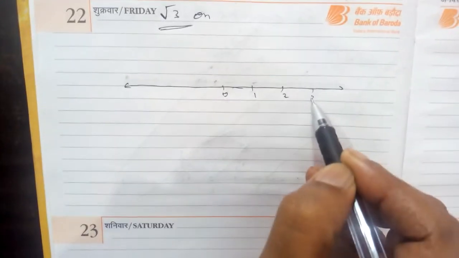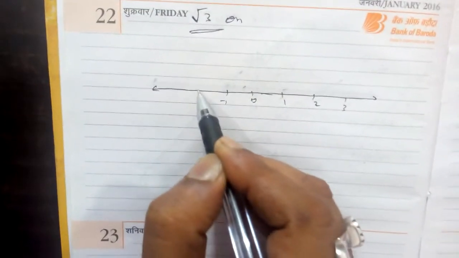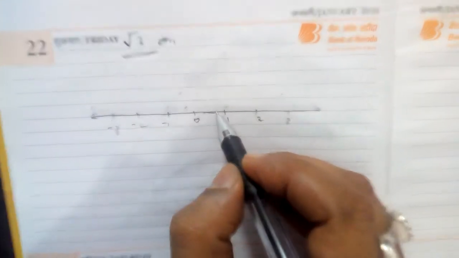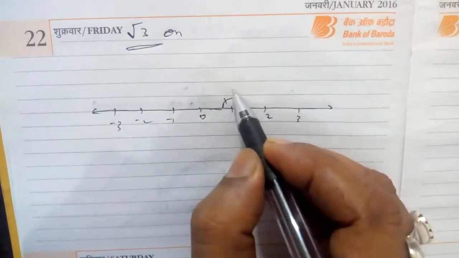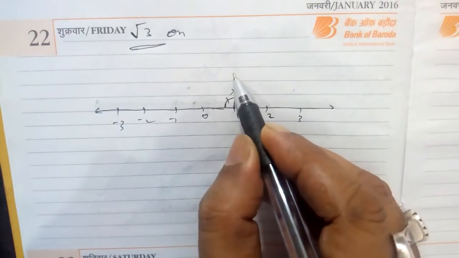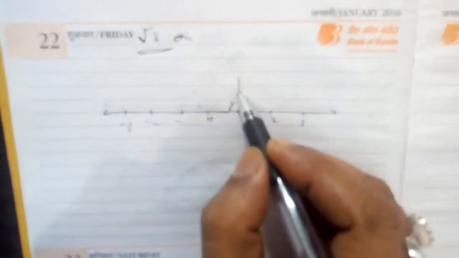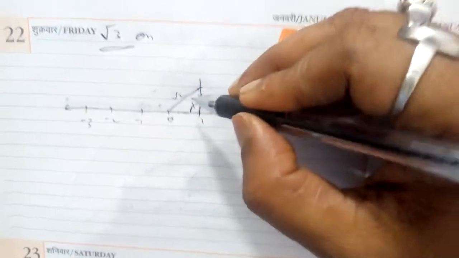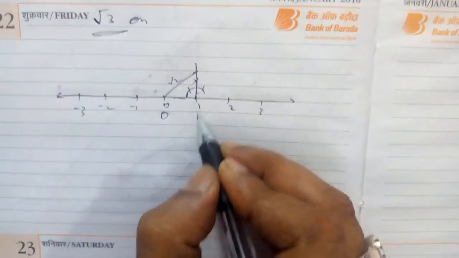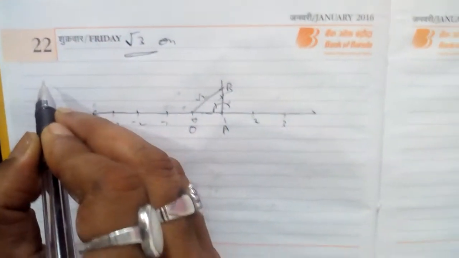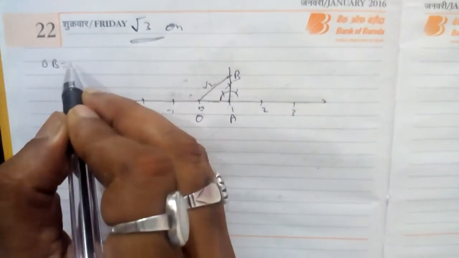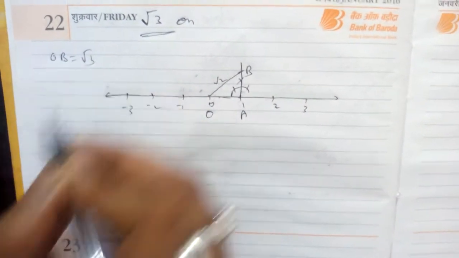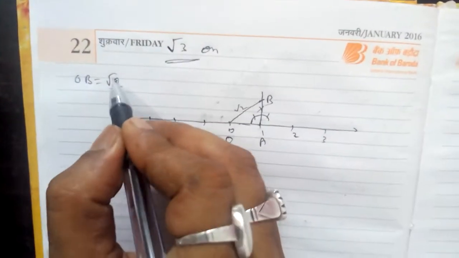to 3. Here -1, -2, -3. Then at 1 you draw a 90 degree. The process of root 2, how will you construct? With the compass, you measure and cut it. You are getting root 2. Now you will again draw a 90 degree at, if it is O, it is A and it is B. OB is equal to under root 2, not 3, under root 2.